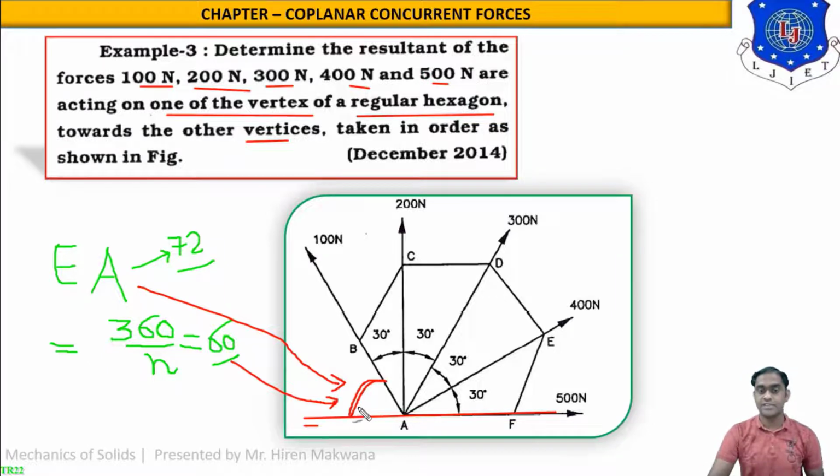But this line is a straight line, the red line is a straight line, you can see. So the total angle will be 180. Okay, linear pair. So the outer angle is 60 right now. So the inner angle will be 180 minus 60, so it is 120. That's why this is known as the interior angle. 60 is the exterior angle, and 180 minus 60 is equal to 120, which is the interior angle.